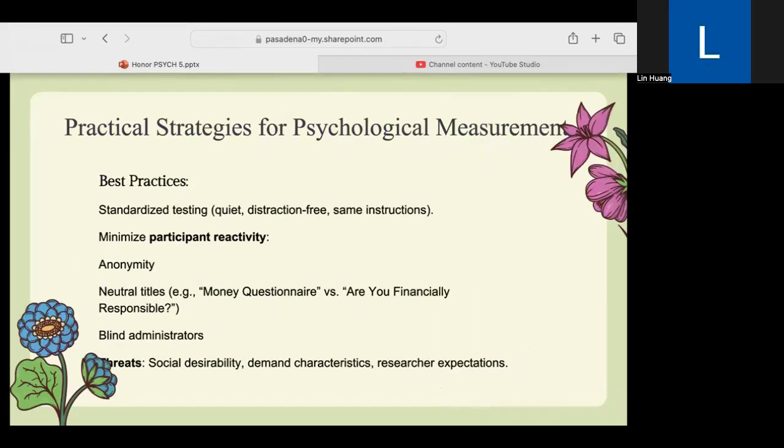Okay, and the next is standardized testing. Usually it is quiet, distraction-free, with the same instructions, which will minimize participant reactivity. Use anonymity and neutral titles, like "Money questionnaire" versus "Are you financially responsible?" Use blind administrators. And the threats are social desirability, demand characteristics, and research expectations.